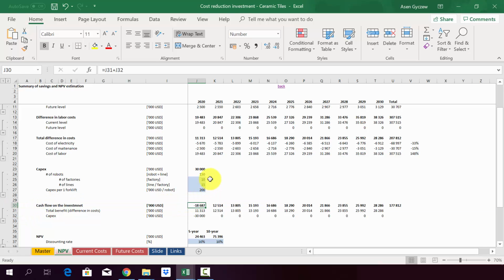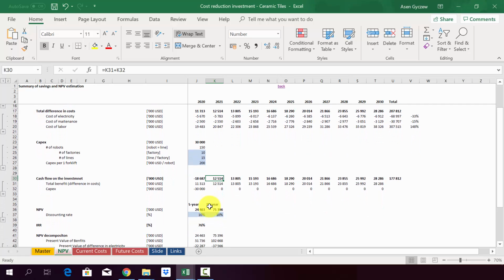So for the first year, we will be spending more due to the huge CapEx and it will be almost 19 million. But afterwards, we are generating quite hefty savings. Starting from year 2021, we are generating additional almost 13 million of savings.